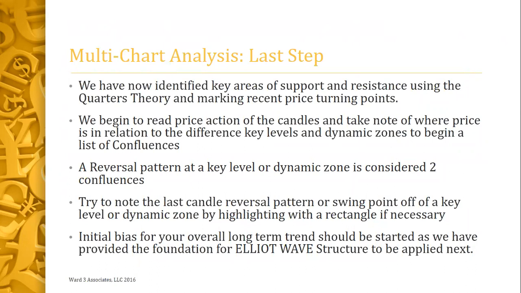Okay. We now have identified key areas of support and resistance using the quarters theory and marking recent price points. We begin to read the price action of the candles and take note of where price is in relation to different key levels and dynamic zones to begin a list of confluences. A reversal pattern at a key level or dynamic zone is considered two confluences. The reason why it's two is, one, you've got a reversal pattern, and two, you've got a key level or dynamic zone. So that's two items on the list of confluences.